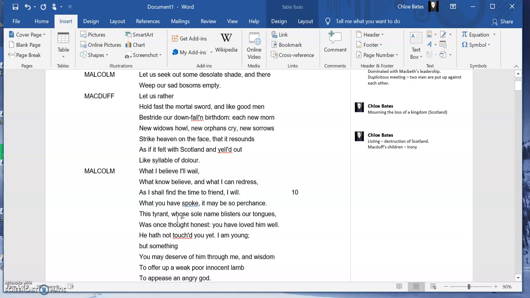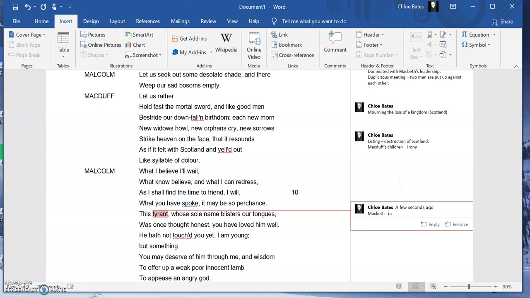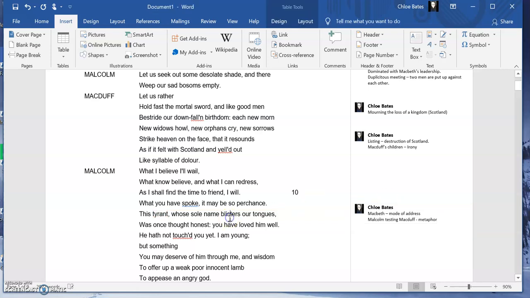Just going to pause there because that's at the bottom of page 72 for you. This tyrant, obviously referring to Macbeth, which is an interesting mode of address for him, as we keep seeing people call him a tyrant now, this dictator, this horrible leader. Blisters our tongues, this name, which you can see here is Malcolm almost testing Macduff. Where is his loyalty? Does he feel the same about Macbeth, or is Macduff there on Macbeth's will to kill him? So it's a nice metaphor, the blistering our tongues, and where's your allegiance? Macduff, are you here for me, or are you here to assassinate me or to get rid of me for Macbeth?